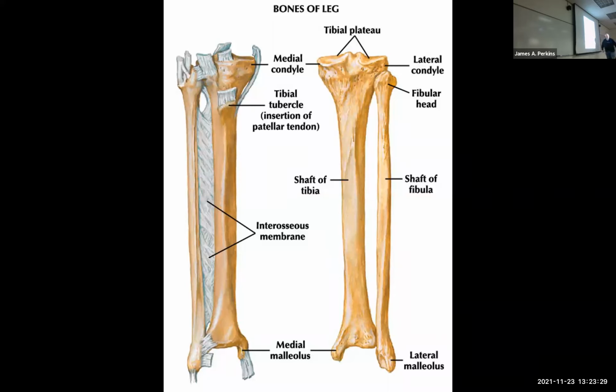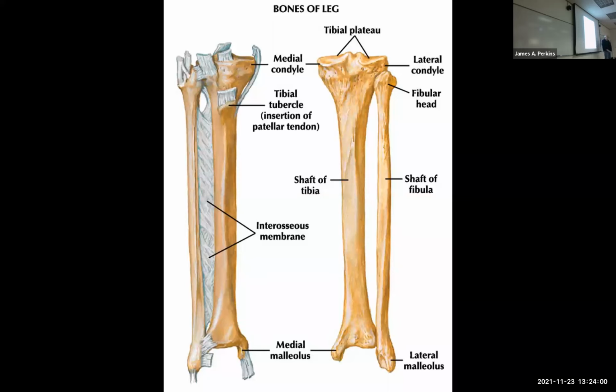If you follow the tibia all the way down, the distal end of the tibia articulates with one of the bones in the ankle, which we'll talk about next week. It's a bone called the talus that sits right here in the ankle and forms the ankle joint. And just on the medial side of the ankle, there's this little extension from the distal end of the tibia called the medial malleolus. So if you reach down and feel that bump on the medial side of your ankle, that's the medial malleolus, and it's part of the tibia.